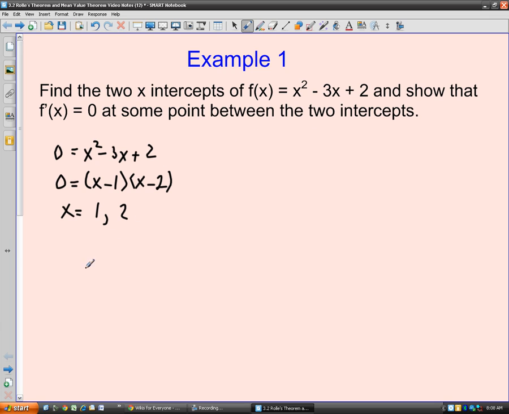And so if you think about this, you probably got some kind of parabola that's looking like this, and it's going to come down and cross at 1 and 2. And so you can see that these would be where y is equal to 0.